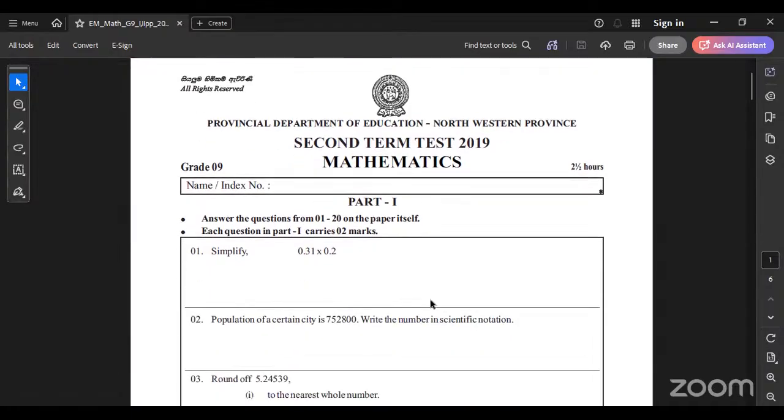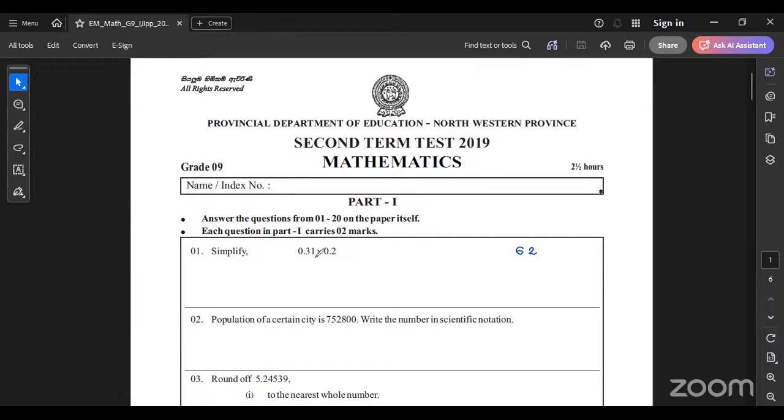This is the second term test 2019 mathematics from Northwestern Province. Simplify 0.31 times 0.2. Here, you should multiply 2 times 31 first. When you're multiplying 2 times 31, it's 62, you know. But in this case, there are some decimals. The first number has 2 decimals, and the second number has 1 decimal.